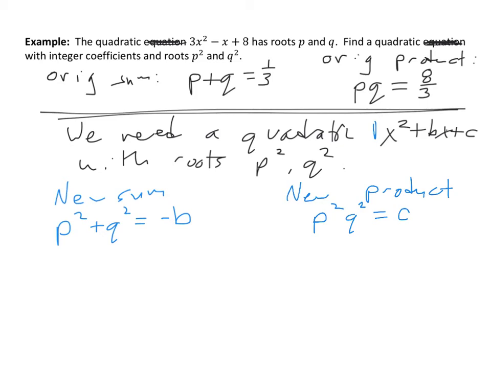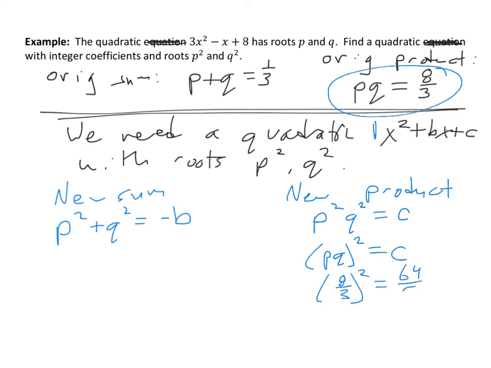Now wait a minute here. I'm seeing that this is pq squared, and we can see up above that pq is 8/3. So 8/3 squared is 64/9, which is c. So great, we found one of our coefficients. Now back to this other one.